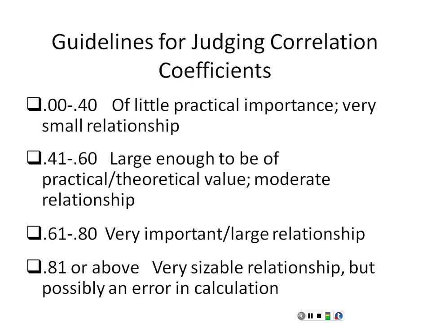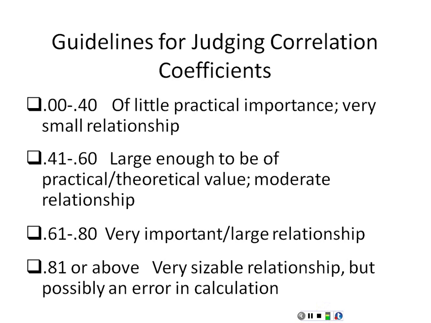Now let's talk about judging the strength of the correlation. Anything below 0.40 is too small to have any significance educationally. A correlation of 0.41 to 0.60 is significant. It should have some theoretical value. It's a moderate relationship. Something that correlates 0.61 to 0.80 is very important. That's a very large relationship and should be paid attention to.